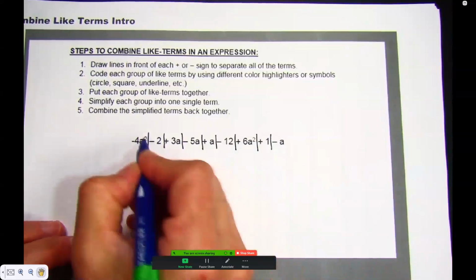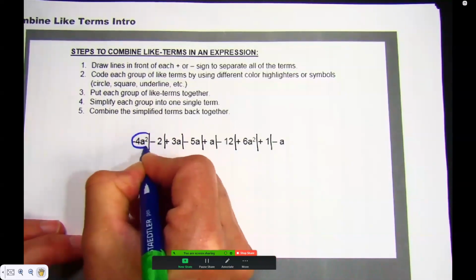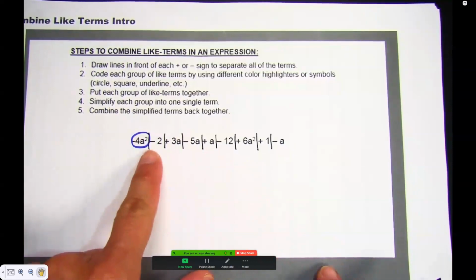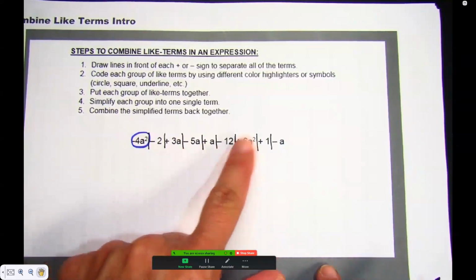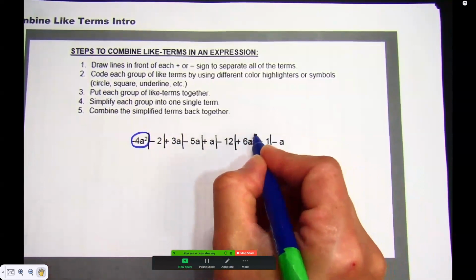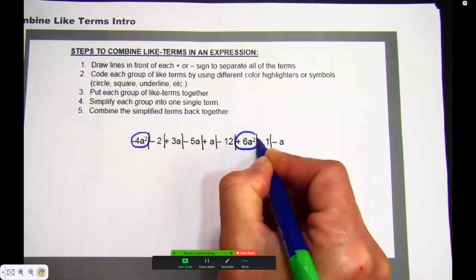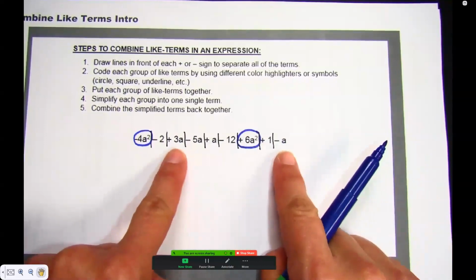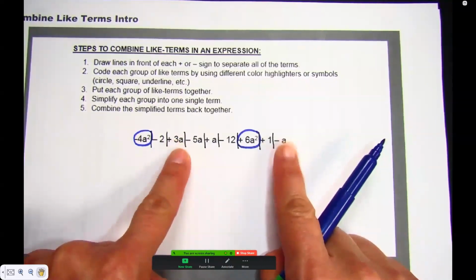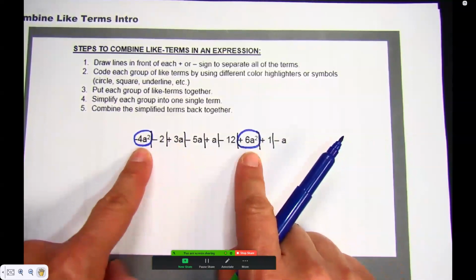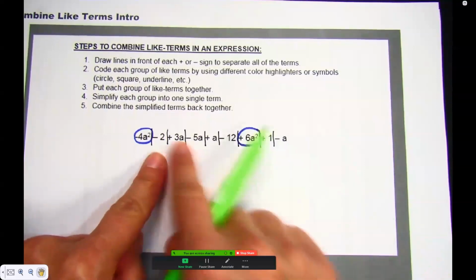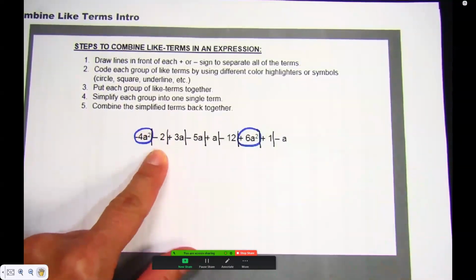So right here, that -4 has an a squared. So I'm looking through all of these terms. There's another a squared. So I'm going to circle it with my same exact color. Notice I did not circle the a's because they didn't have an exponent, only the ones with the exponent of 2.